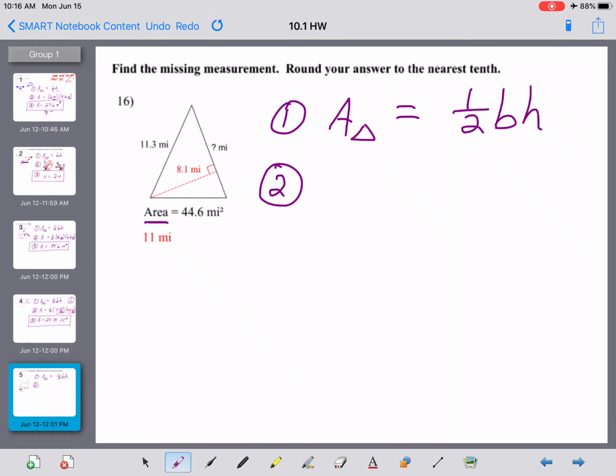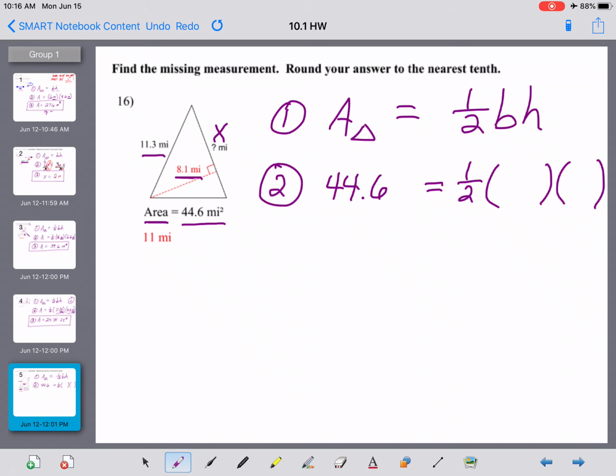Okay, step 2, fill in what you know. In this problem, they gave you the area here. So underneath A, our area is 44.6, and that's square miles. I'm going to leave the units out for now. That equals 1/2. And once again now, we need to figure out what's the base and what's the height. And the key to this, everybody, we've got this 11.3 over on the left. We have this question mark that I always want to call x, and then we've got this 8.1 here in the middle. We need our base and our height to be perpendicular to each other.